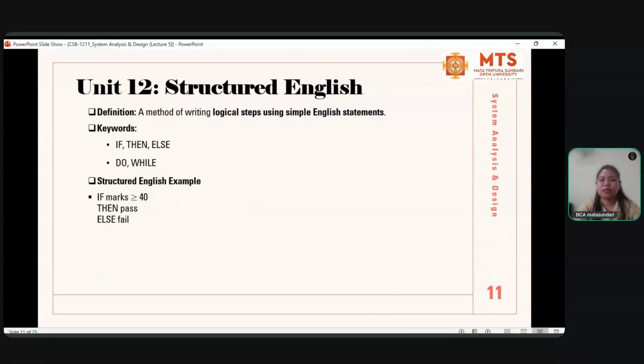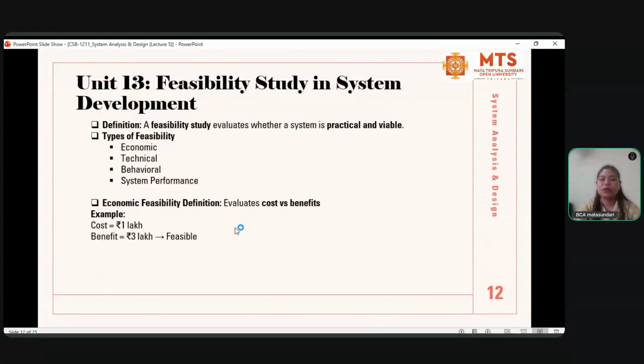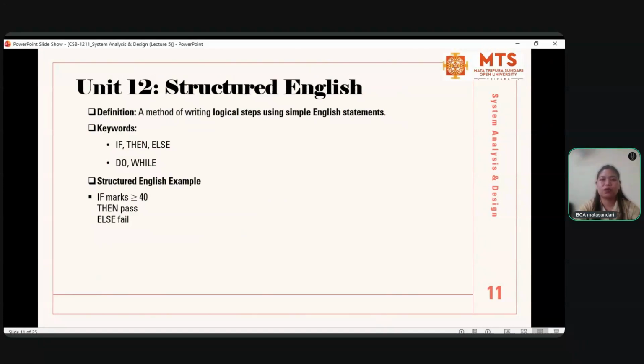Next, structured English. What is structured English? A method of writing logical steps using simple English statements. Keywords like if, then, else, do, while. These are the keywords which we will be using for structured English. Example: if mark is greater than or equal to 40. This is the greater than or equal to symbol. If mark is greater than or equal to 40, then pass, else fail. If your mark is less than 40, then definitely you will fail the exam. This is how structured English will work.